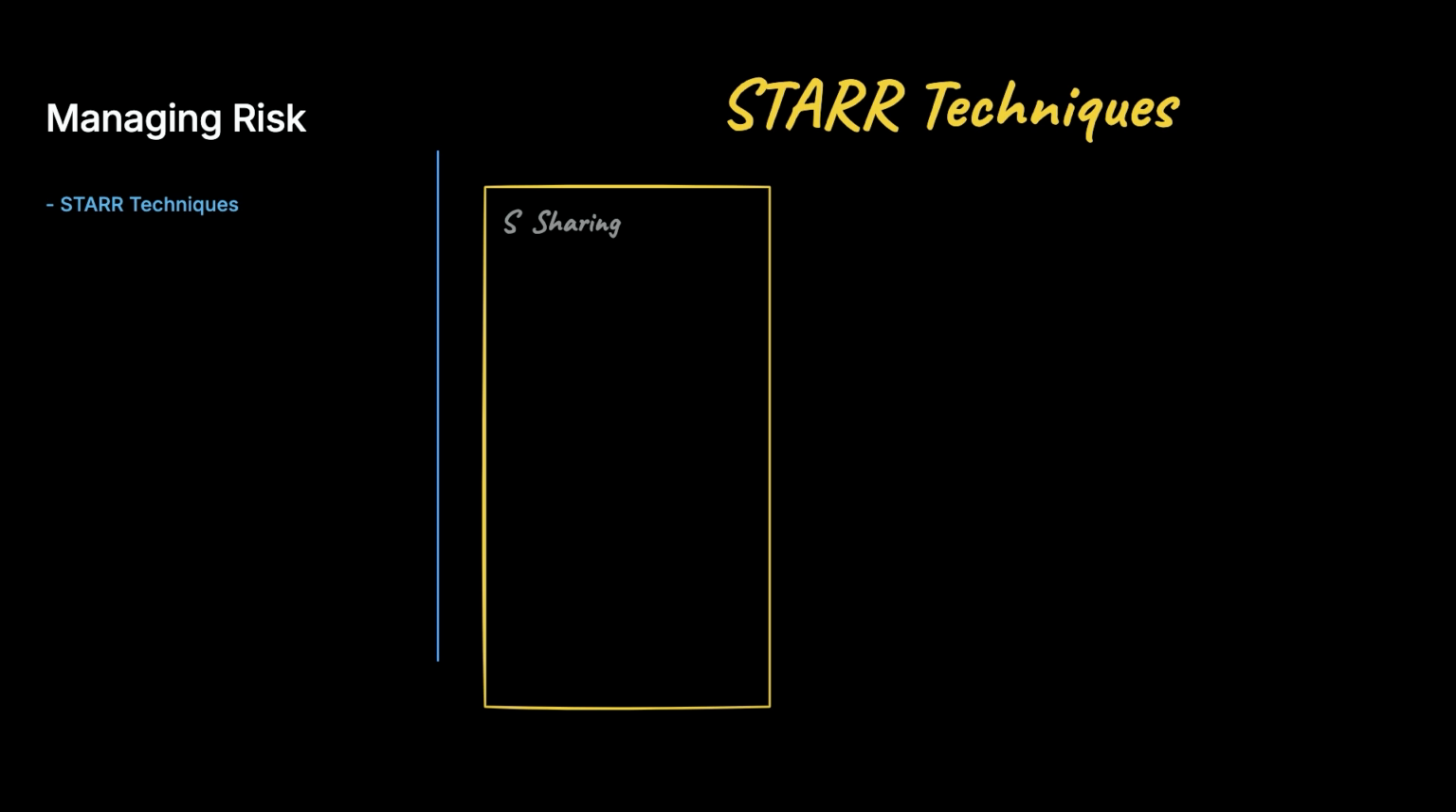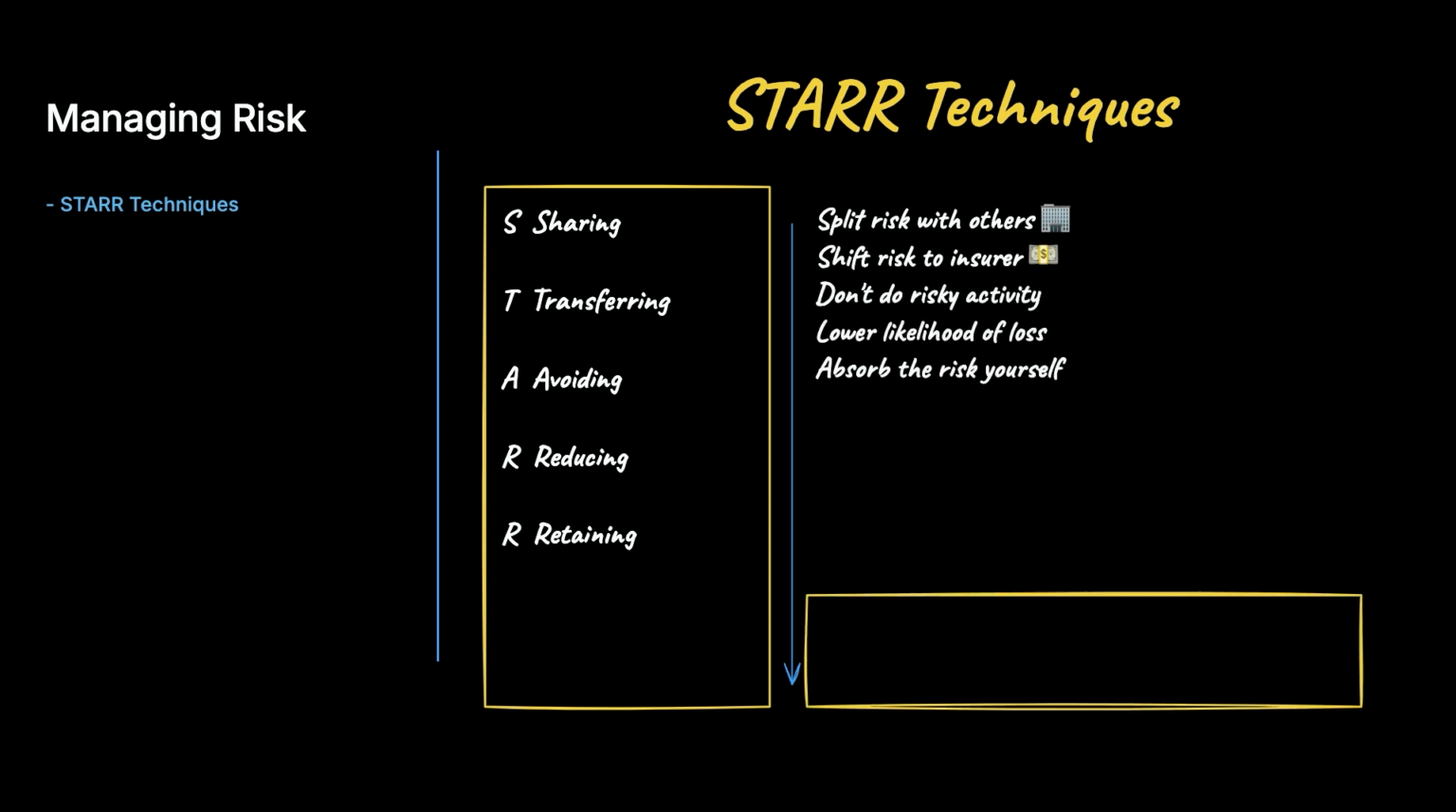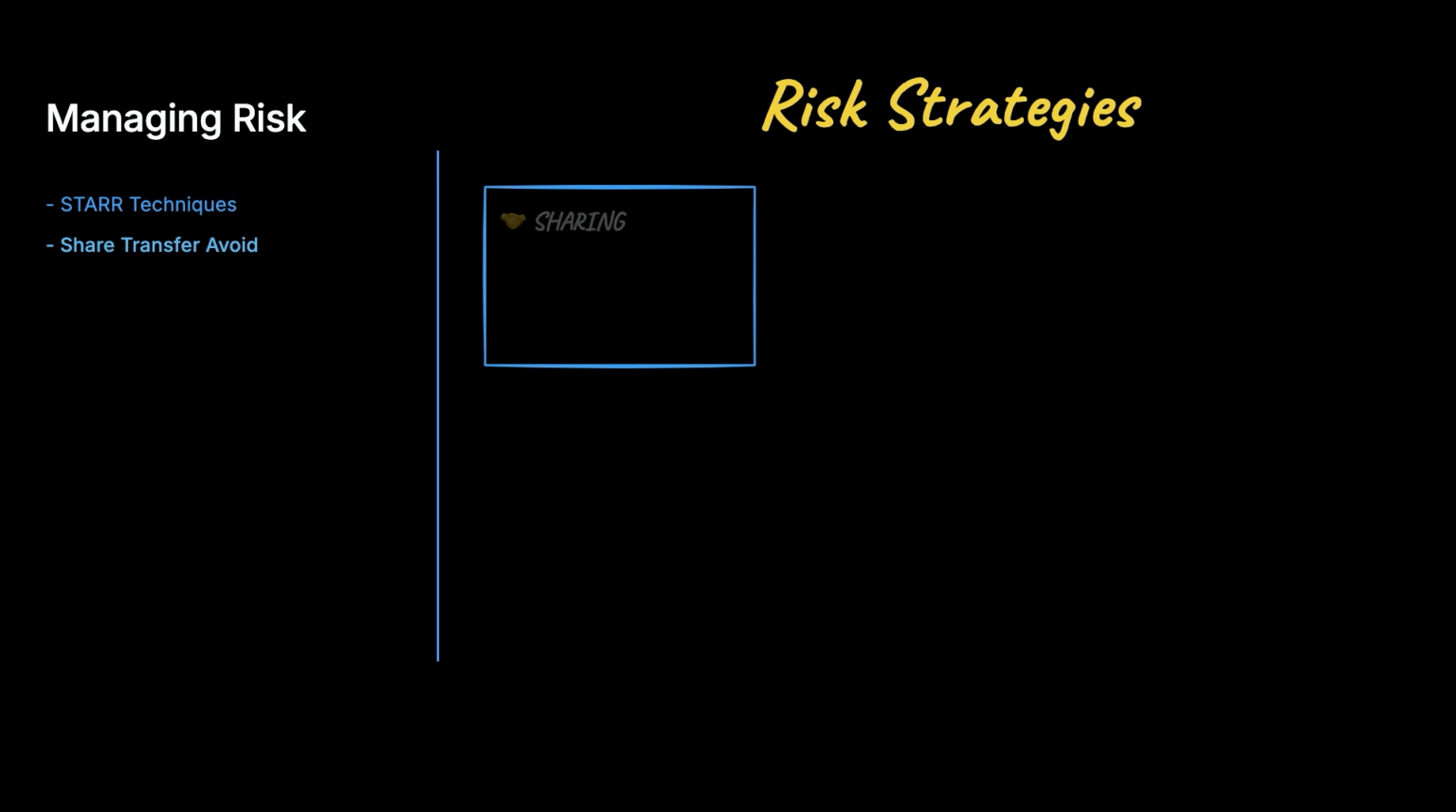So once we know a risk exists, how do we handle it? There are 5 recognized techniques for managing risk, and they fit a handy acronym STAR. That stands for sharing, transferring, avoiding, reducing, and retaining. Each is a different strategy for dealing with the possibility of loss, and the exam will ask which technique a scenario shows. Let's walk through them.